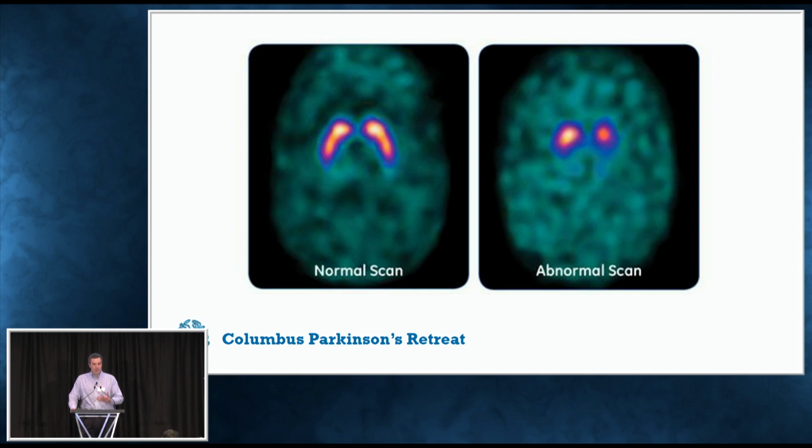Dopamine cells in the brain become dysfunctional and start to die over time. And they are the driving force behind the slowness of movement, the tightness of muscle tone, and the tremor that are the clinical definition of Parkinson's disease.